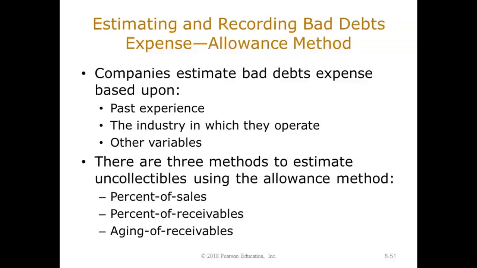Now, the theory behind the aging of receivables is this. The longer you have money being held out there, the less likely that you're going to get it paid back. If you've ever loaned money to somebody and you've waited months and months and months, the likelihood that they're going to pay you back is probably getting to be very low. And that's the theory behind the aging of accounts receivable method. The longer the account is out there, the less likely you're going to get the cash.